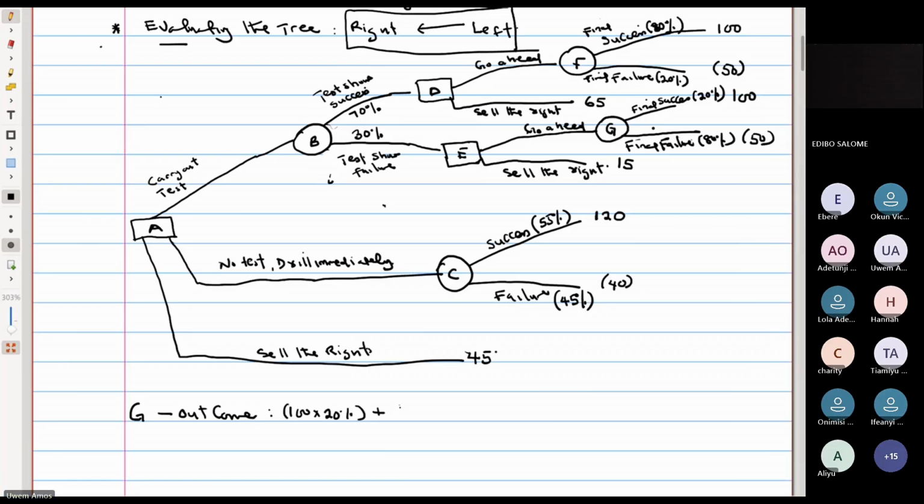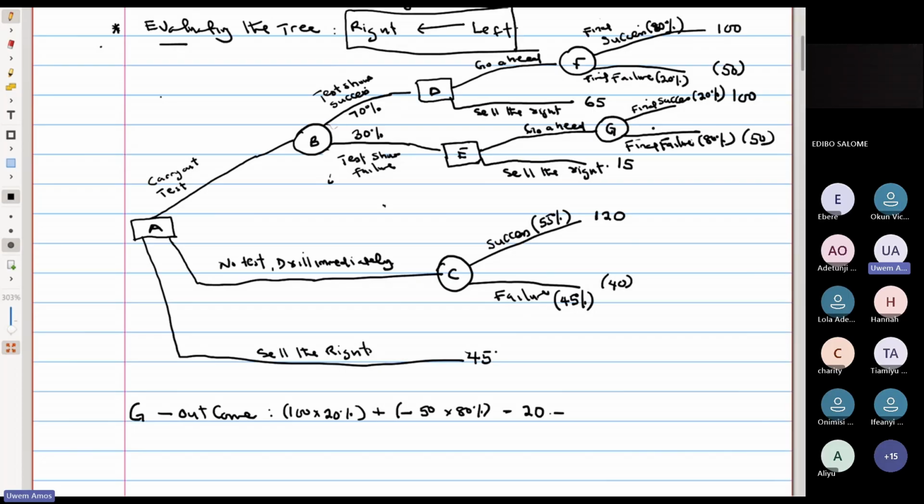Plus minus 50, so that is negative. The probability of success is 80%. So what do we have as the expected value? 20% of 100 is 20. This is plus minus, making it minus.